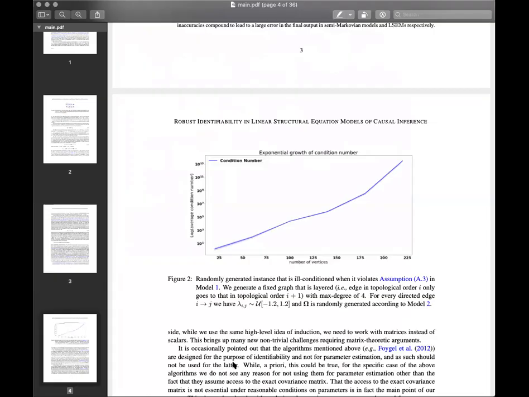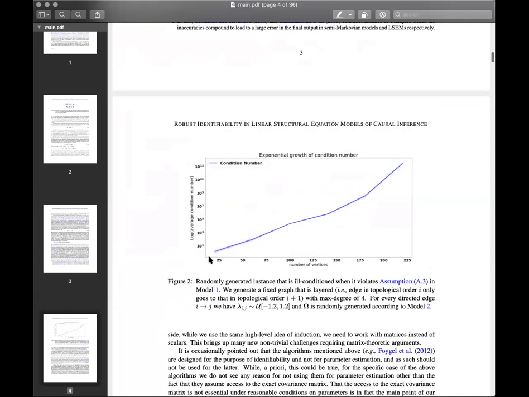So are you able to see my PDF? Yes. Yeah. So this is a simple simulation I have here. The x-axis is the number of vertices, and the y-axis is the log of the condition number I described here. And then I'm just generating random instances. So I'm generating lambda to be uniform. So it's still a path.